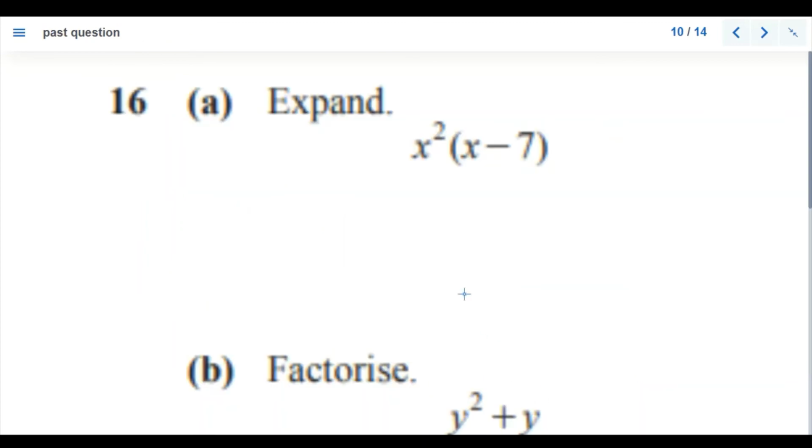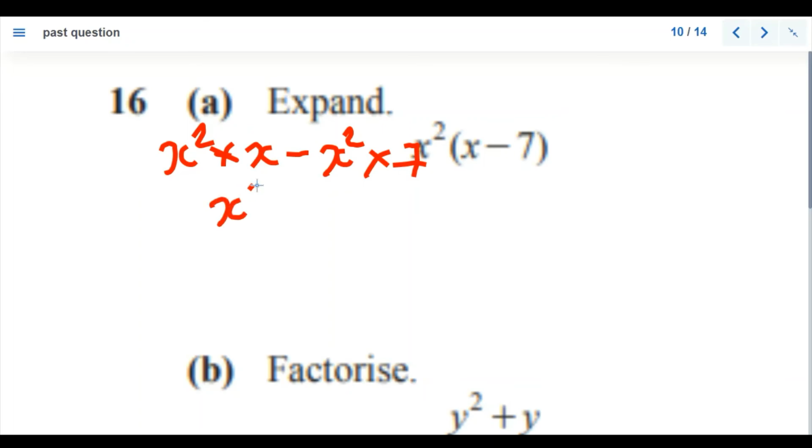Okay, we have past questions here that we are going to be looking at, and we are going to be solving them one after the other. Now let's look at the first one. We have to expand x squared into bracket x minus 7. So what we are doing here is using x squared to multiply what is inside the bracket. So we have x squared multiplied by x minus x squared multiplied by 7. x squared multiplied by x will give us x raised to power 3, minus x squared multiplied by 7, that will give us 7x squared.